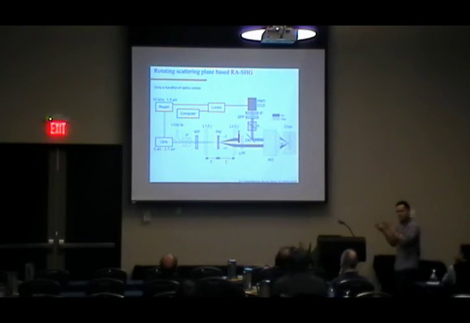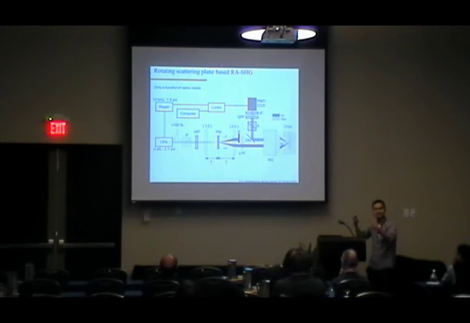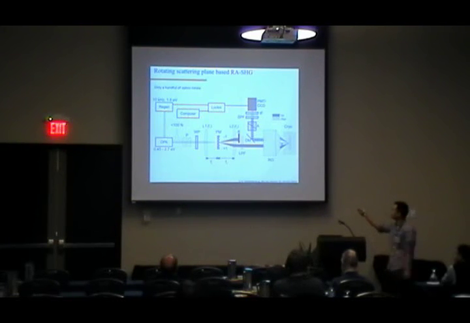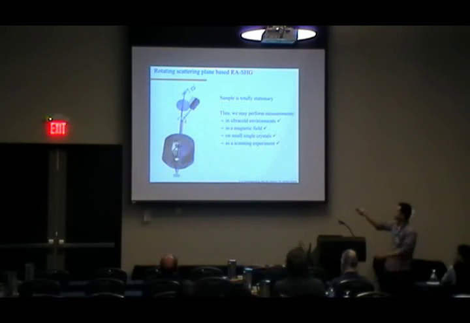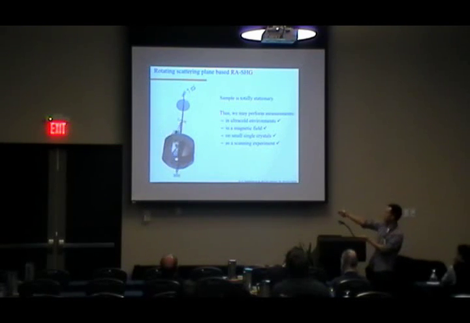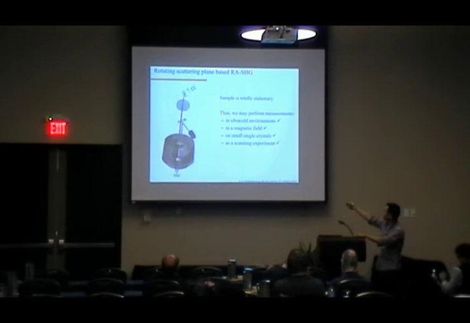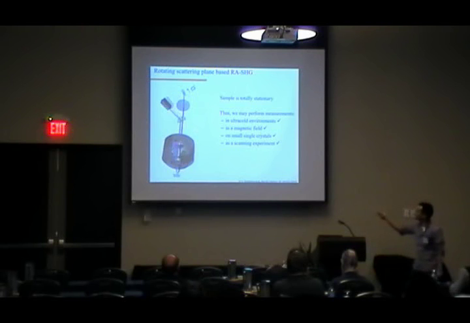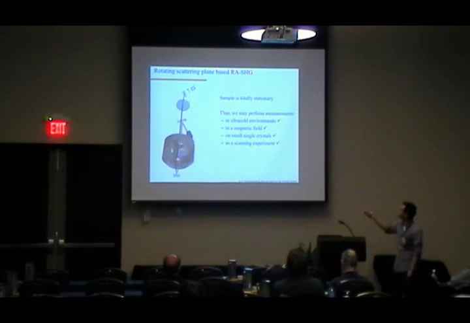The important thing is, if you put some of these objects on rotating stages, then effectively you're implementing a rotating scattering plane rather than a rotating sample. This overcomes some of the issues I mentioned earlier. This is essentially the bare skeleton of what we're doing. We're rotating a scattering plane in this fashion, and this keeps the sample totally stationary, which allows you to do things in very low temperature environments, in static field environments. And as I'll show you in a second, it enables us to do things on very small crystals and as a scanning experiment.